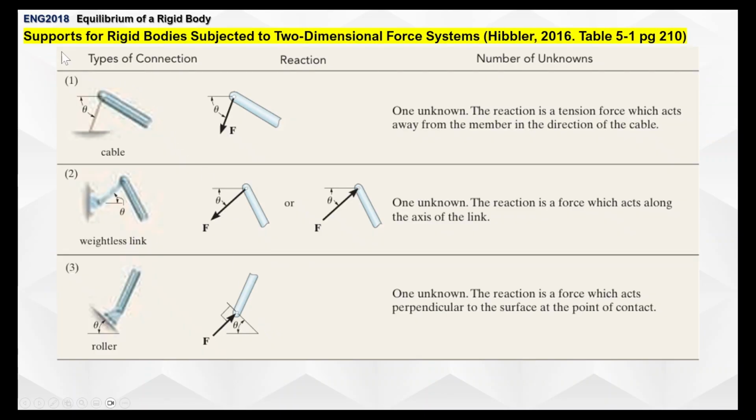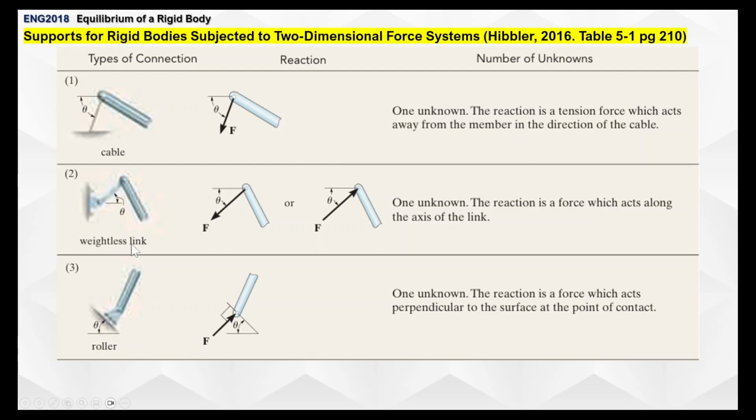So here are your types of supports for rigid bodies subjected to two-dimensional force systems. We have here a cable, so we have here a force or a tension. This is one unknown, and what happens here is there's a pulling action. So its reaction is a tension force going down. The reaction is a tension force which acts away from the member in the direction of the cable.